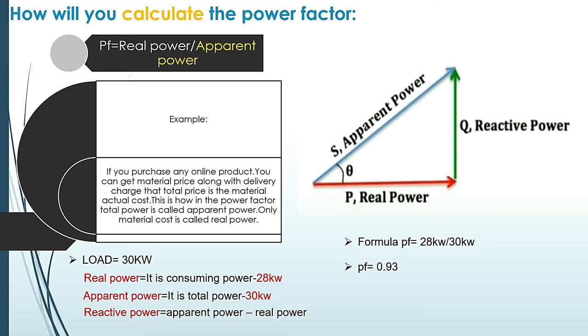So now you are clear about apparent power, real power, reactive power. Real power is nothing but the consuming power, how much you consumed. For example, if 30 kilowatt is taken, 28 kilowatt is consumed, that is the real power. So the balance 2 kilowatt is the reactive power, that is wastage of power. As per the example, the delivery charge you can consider as wastage of charge only, that is the reactive power. The apparent power is the total cost of the materials, including the delivery charge. The real power is the total consuming power. Okay. So now it's clear.